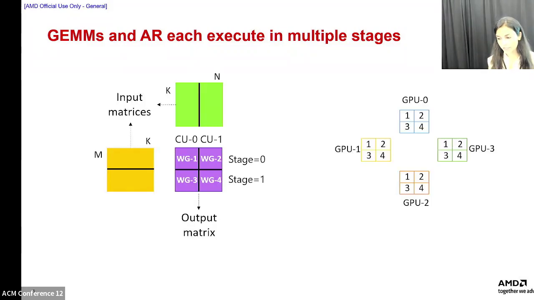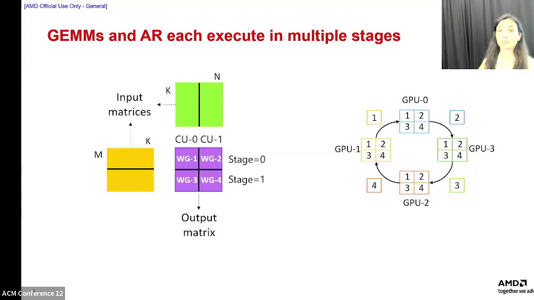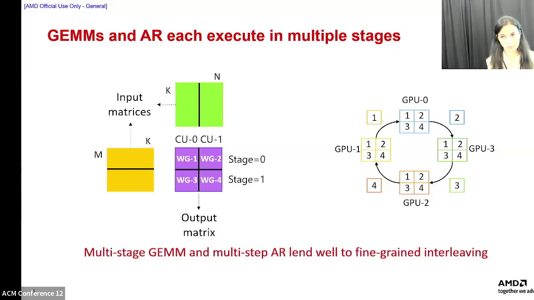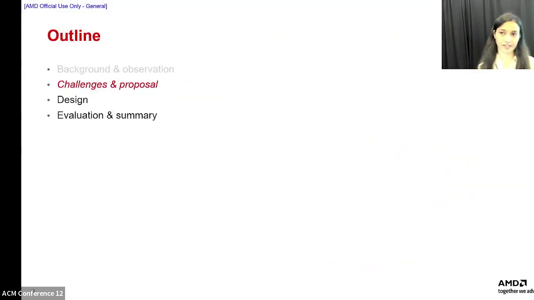Similarly, communication collectives also execute in multiple steps. For example, ring all-reduce slices each of the partial arrays on each device and communicates only a chunk of the data at a time, requiring again multiple steps to complete the reduction. And these properties of both the compute and communication kernels lend well to their fine-grained interleaving. However, they are challenging to realize on a GPU.